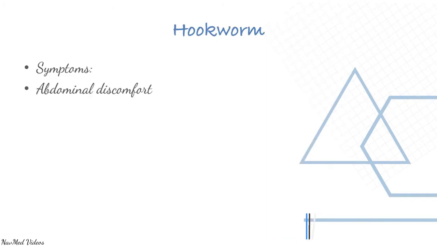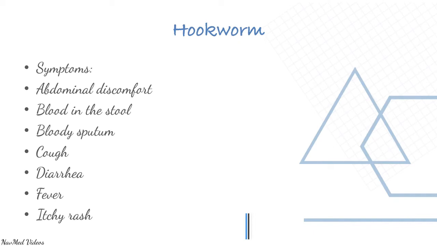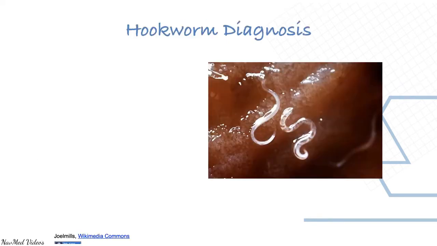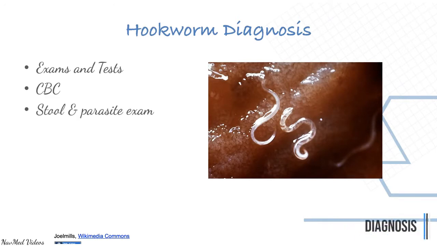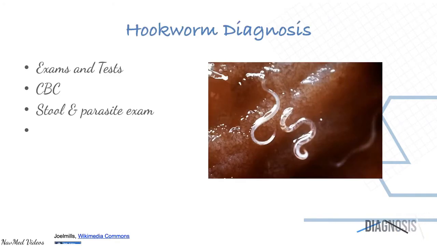So what are the symptoms of hookworm? Abdominal discomfort, blood in the stools, bloody sputum, cough, diarrhea, fever, and itchy rash. Okay, so these are symptoms of hookworm. Some may have nausea and vomiting as well. Diagnosis of hookworms. Complete blood count, stool, and parasitic exam is the main diagnostic modality. So this is how you see hookworm in the stools.